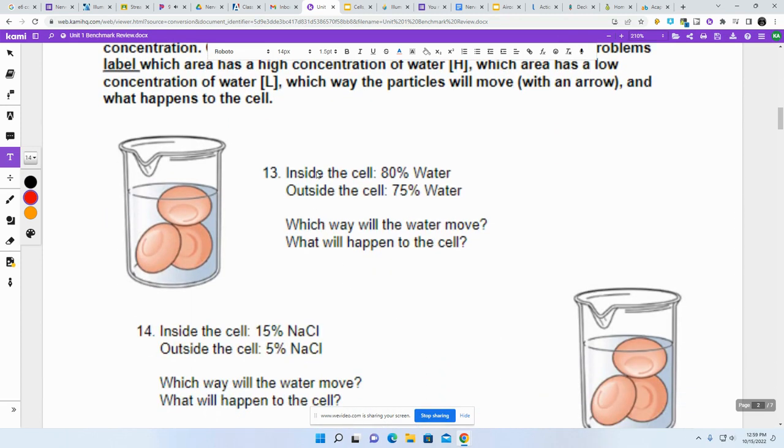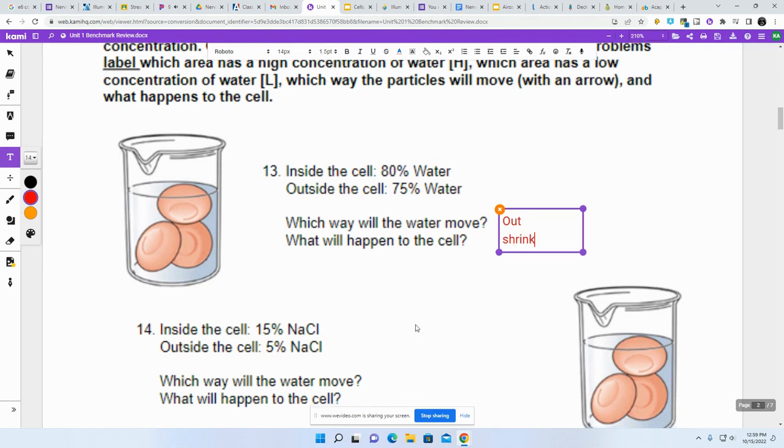All right, some pictures. Inside the cell, we have 80% water. Outside is 75%. Osmosis, things move from high to low. Since it's higher inside the cell, water is going to move out of the cell. So which way will water move? It's going to move out of the cell. What will happen to the cell? Since water's moving out, it's going to shrink.